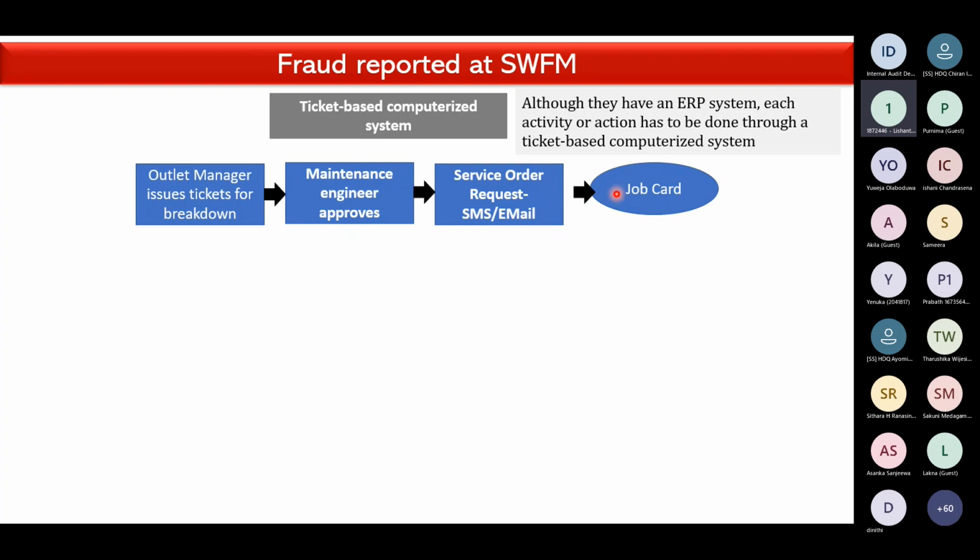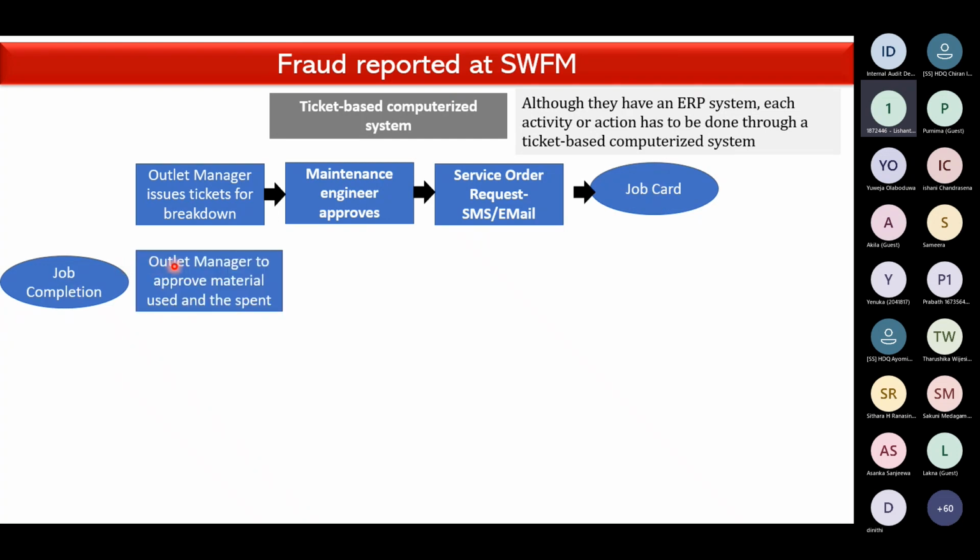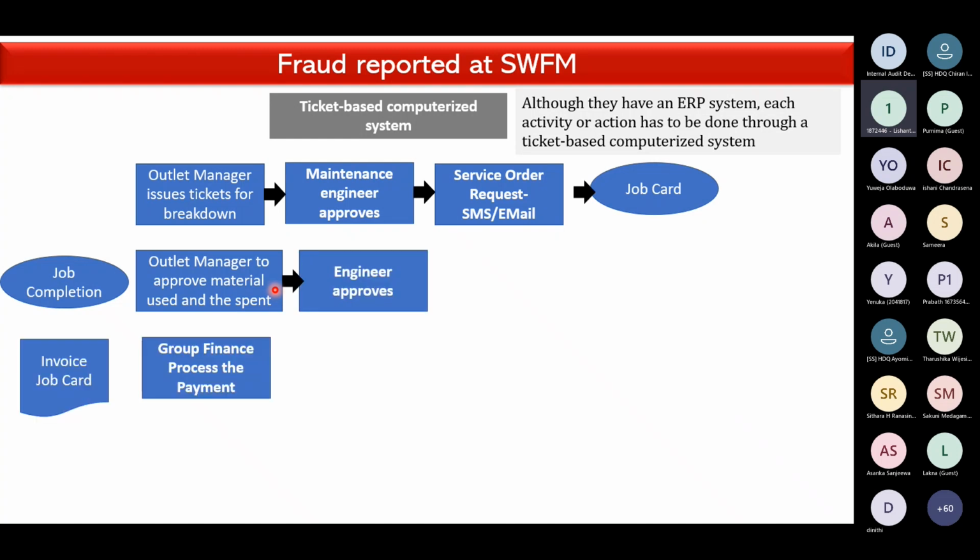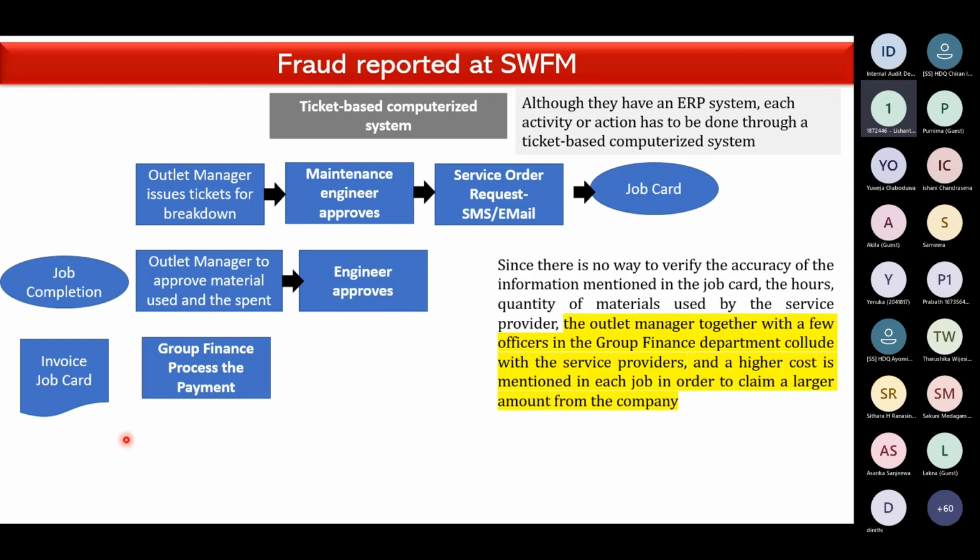So anyway, there is a job card which is done when the service is completed. What will happen when the job is completed? It again comes to the outlet manager. He has to approve material used and spent. We don't know on what basis he is going to approve material usage and spent as the outlet manager, but it is also being looked at by the engineer, probably the same engineer, and then the completed job with the invoice will come to group finance to process the payment. So this is the flow.